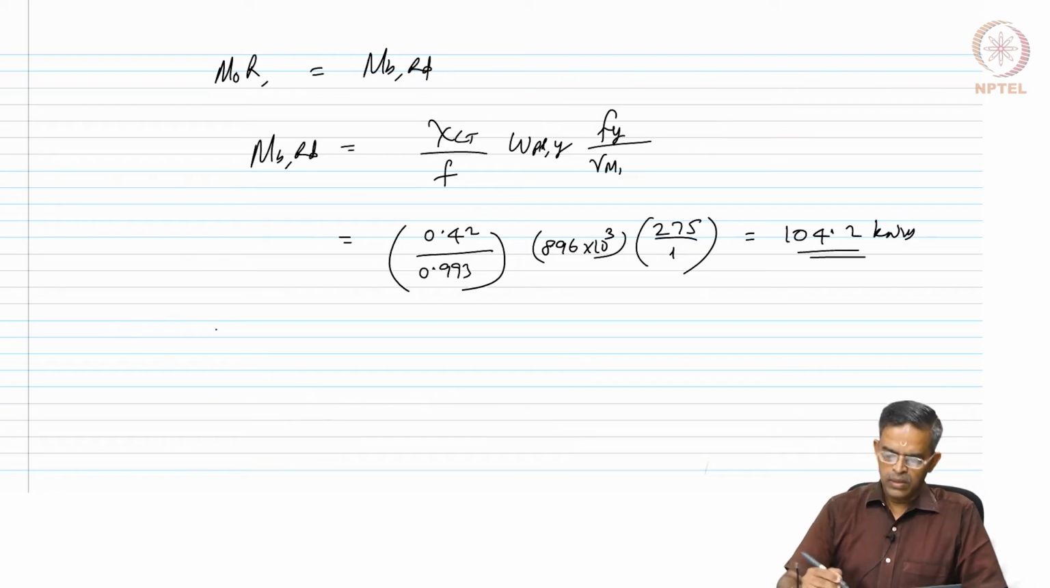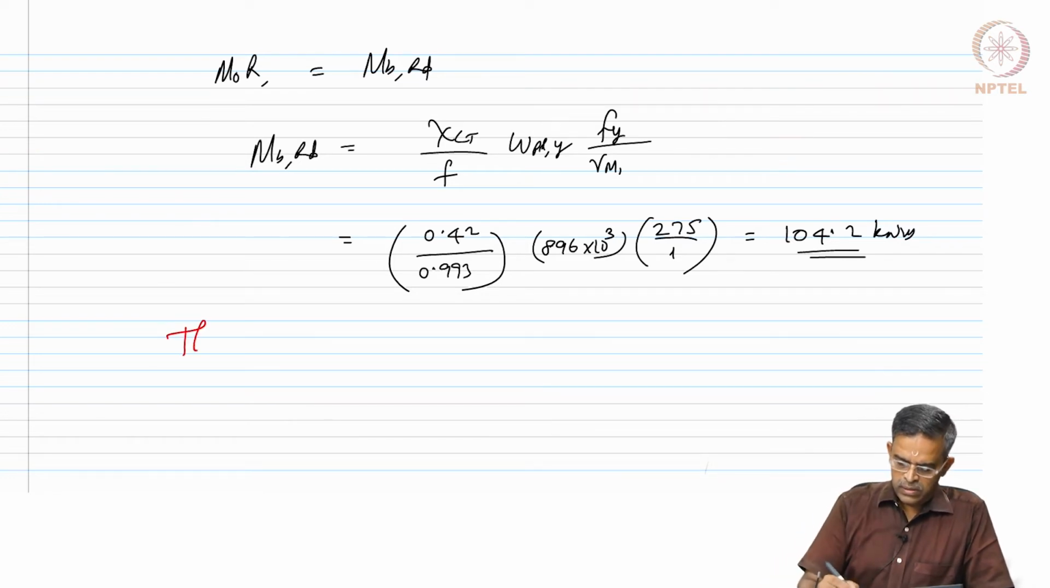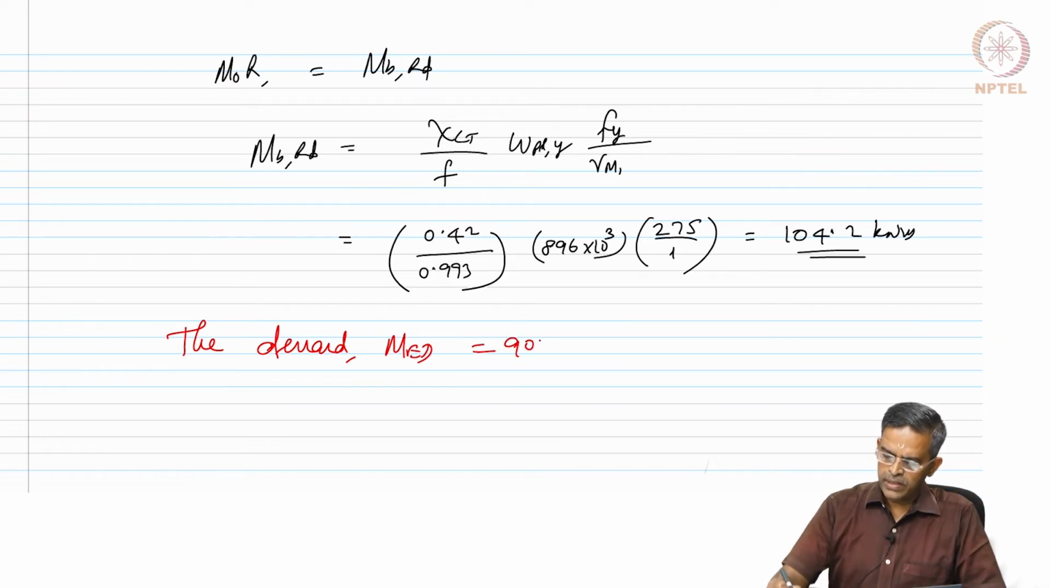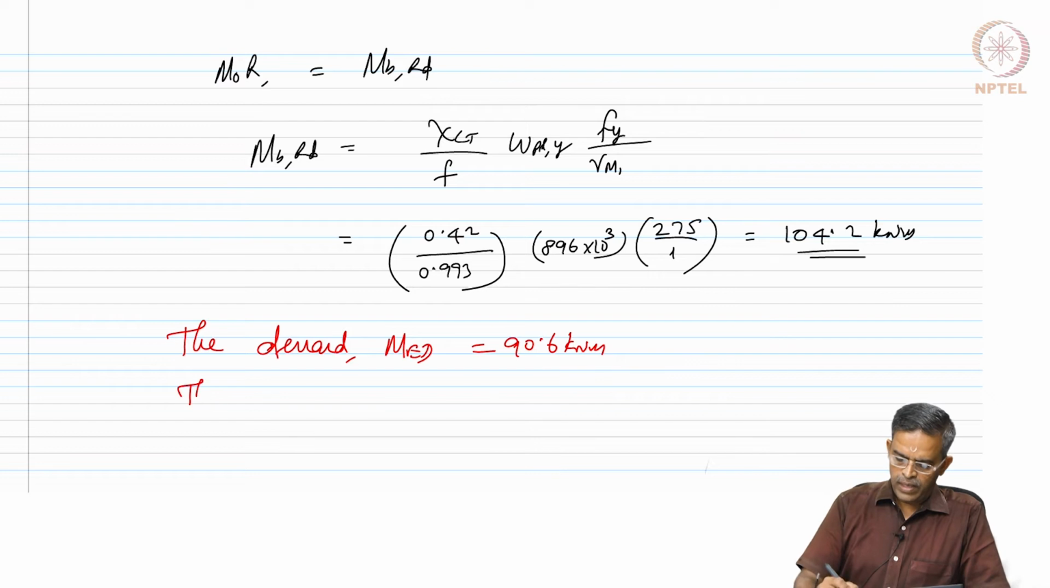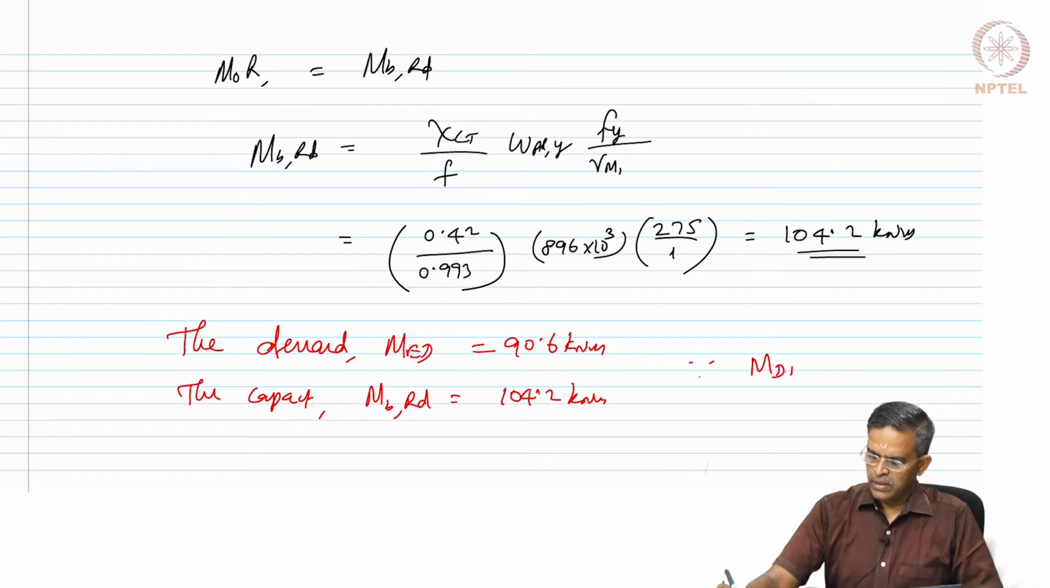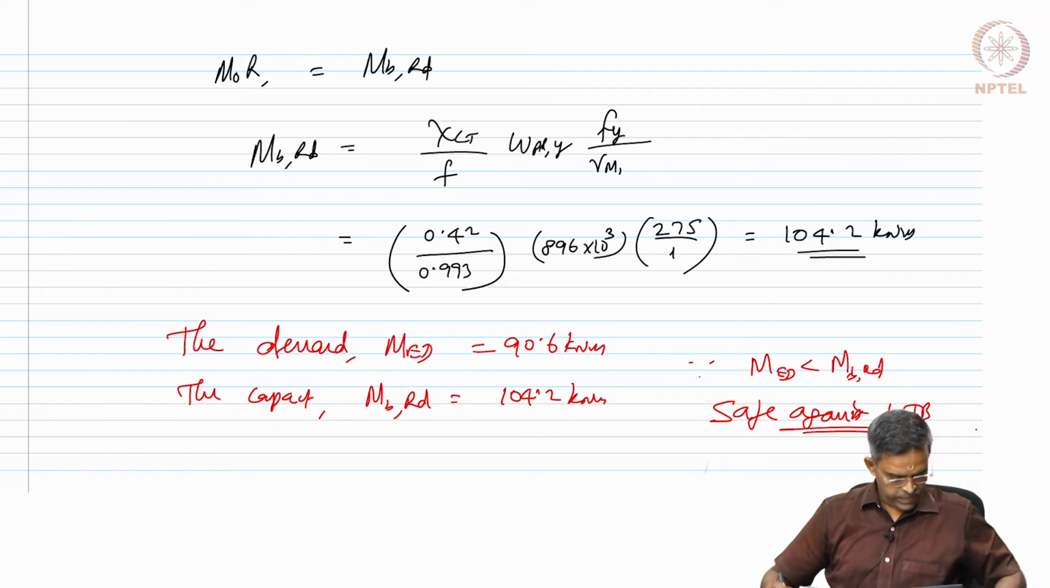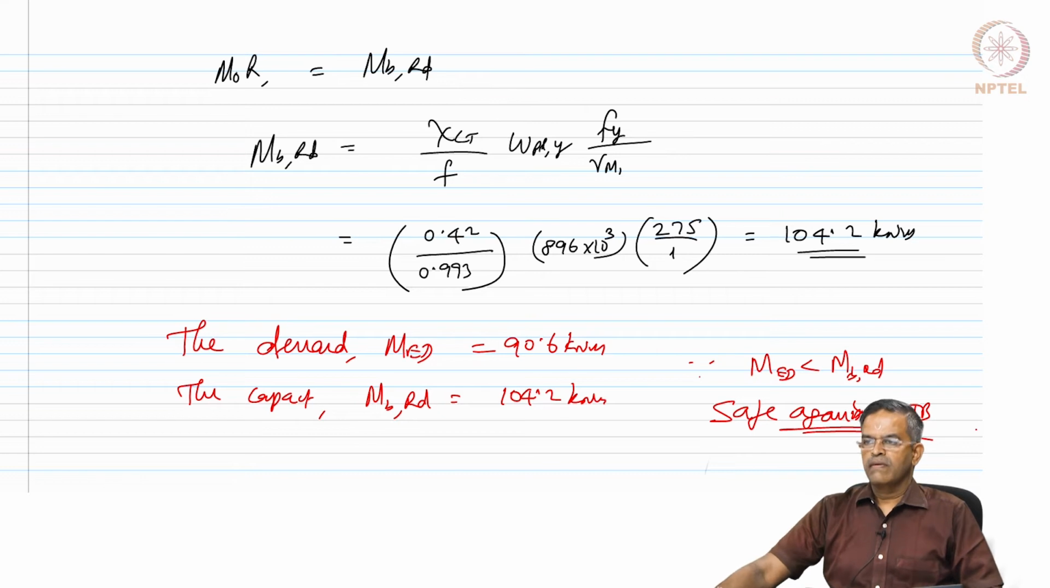So, now the demand is MED, which is 90.6 kilonewton meter. The capacity MBRD is 104.2 kilonewton meter. Since the demand is lesser than the capacity, the beam is safe against lateral torsional buckling. So, we are just checking whether the beam is safe.